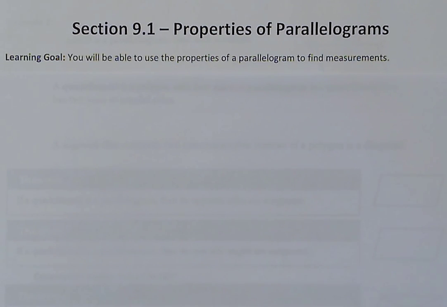For today's lesson, we're going to be taking a look at section 9.1, which is going to deal with properties of parallelograms. Now, module 9 is going to shift our focus from triangles to quadrilaterals, which means instead of dealing with a three-sided shape, we're going to be moving to four-sided shapes.